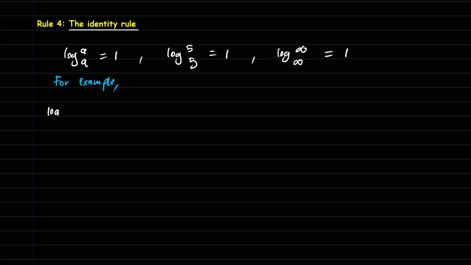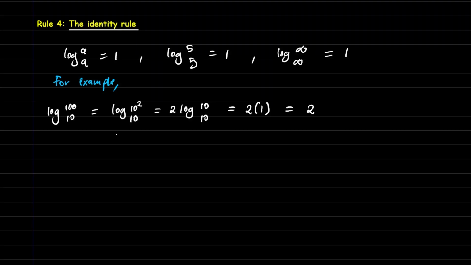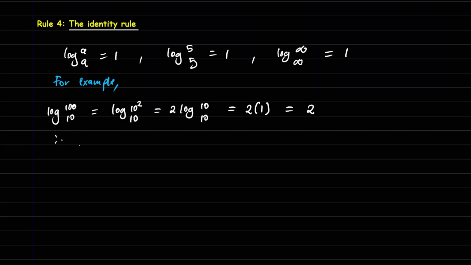For example, log of 100 base 10. Remember, 100 is the same as 10 squared. So log of 10 squared base 10. From the power rule, 2 becomes the coefficient of this logarithm, and this becomes 2 log of 10 base 10. But from the identity rule, log of 10 base 10 equals 1. This implies that we have 2 times 1, which equals 2. Therefore, log of 100 to base 10 equals 2.